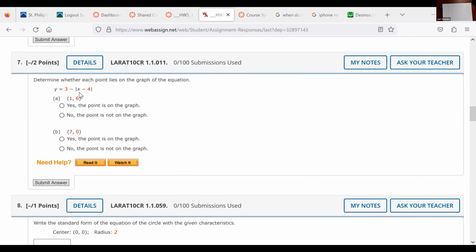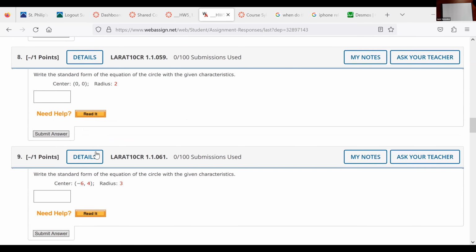Number 7 is the same deal. Just plug it in and find out. Let's move on to something else. 8 and 9 is talking about circles, finally.